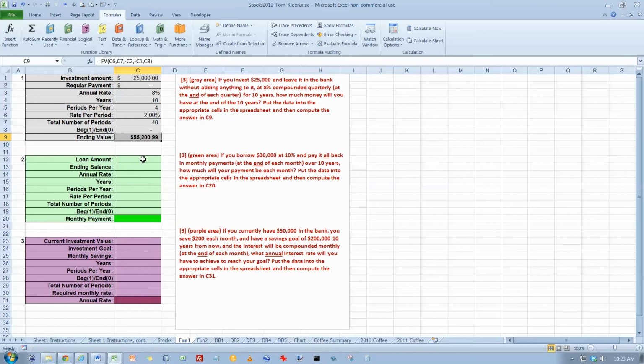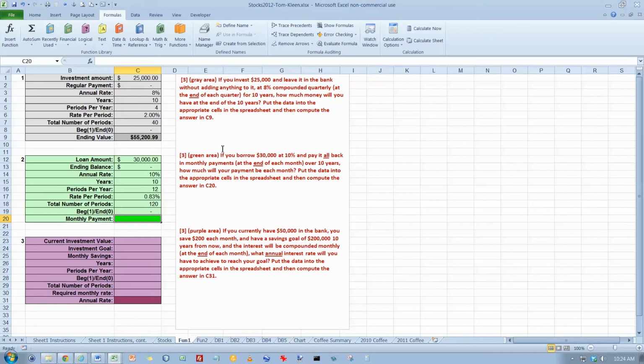Okay, if I borrow $30,000, so let's do 30,000. I'm going to pay it all back, so my ending balance will be 0. My annual rate is 10%. Number of years is going to be 10 years. Each month is 12 periods per year. Rate per period is going to be the annual rate divided by the periods per year. Total number of periods is going to be the years times the periods per year, 120. Beginning or end, it's at the end, so I put a 0 in here.